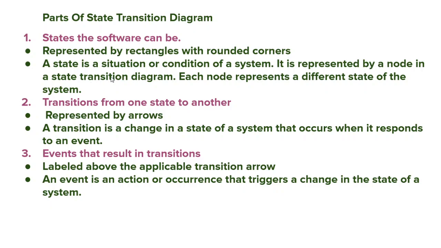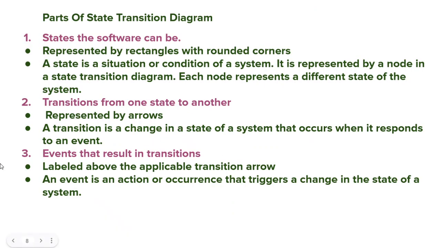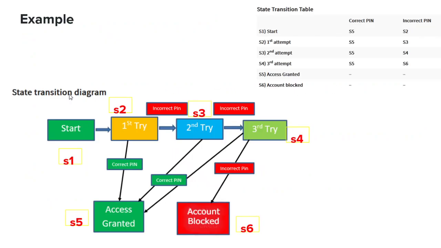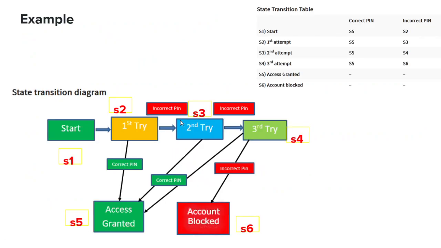In a state transition diagram, there are nodes. Every state is one node. Each node represents a different state of the system. And we have to do a transition from one state to another, represented by arrows. These arrows are nothing but transitions from one state to another state.